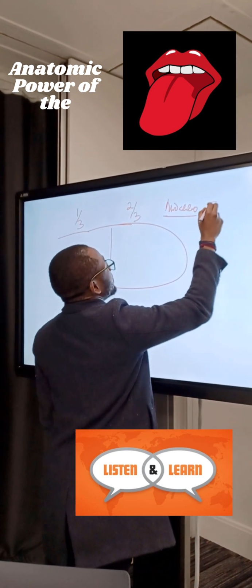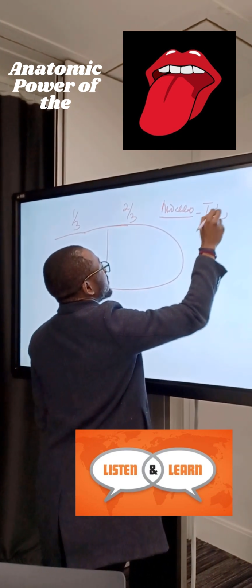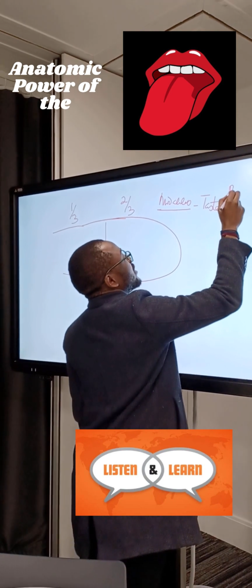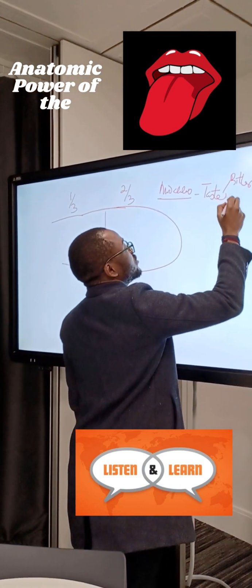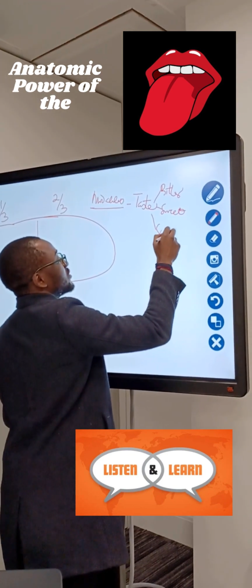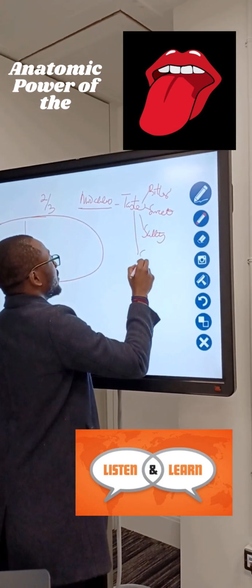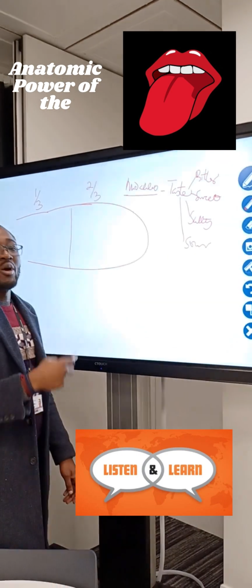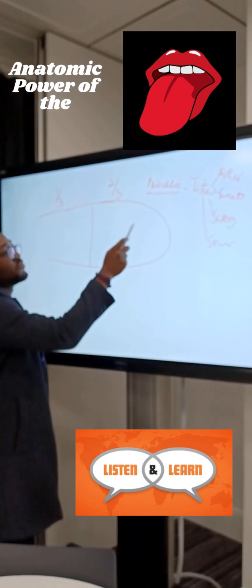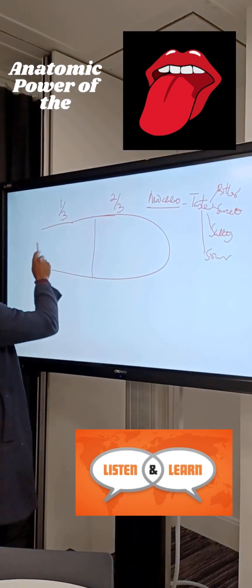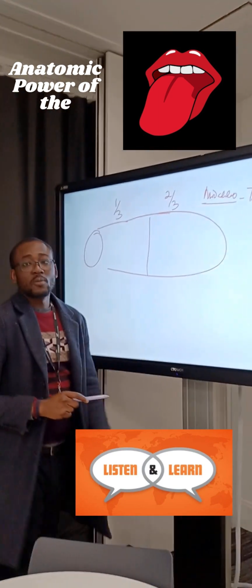Now the first is taste, which we divide into bitter, sweet, salty, and sour. So I'll task the students to try and remember what part of the tongue is involved in tasting. Generally, bitter is usually the posterior aspect of the tongue.